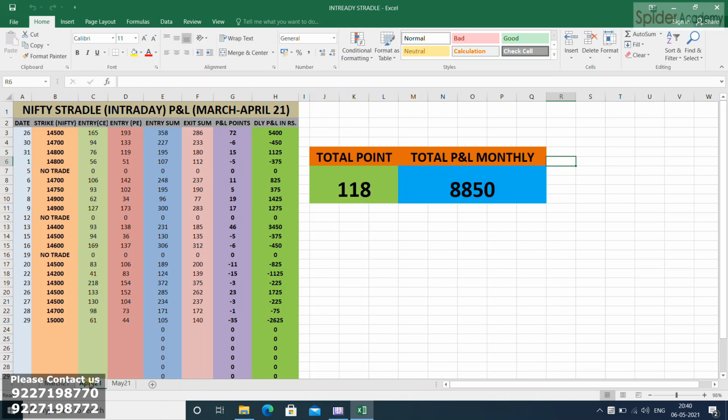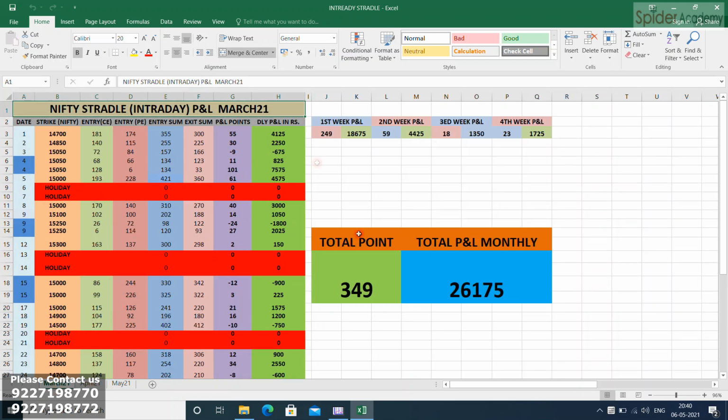If I check the April month expiry, around 118 points we got and around 8,850 profit. Here we saw no trade in April expiry. In 3 days we could not place the trade. Why? Because the risk reward ratio is not favorable, because our stop loss is almost double from the entry point. So that's why we cannot take an entry. March month is good for us. Around 349 points were collected and around 26,000 rupees earned in the month per lot. So if I do this strategy and follow continuously, I can earn minimum 15 to 20,000 per month easily.